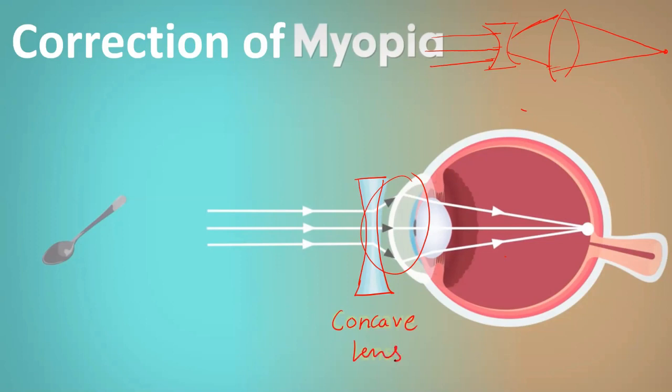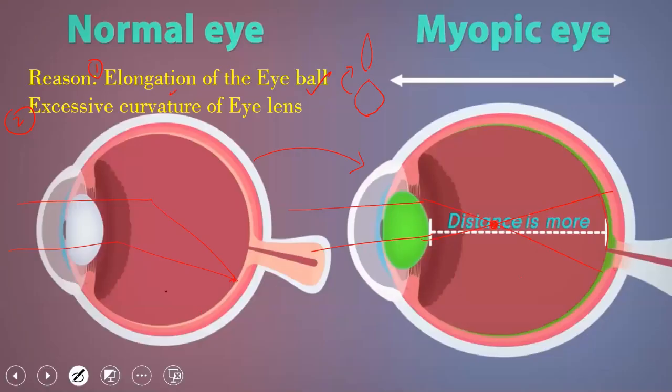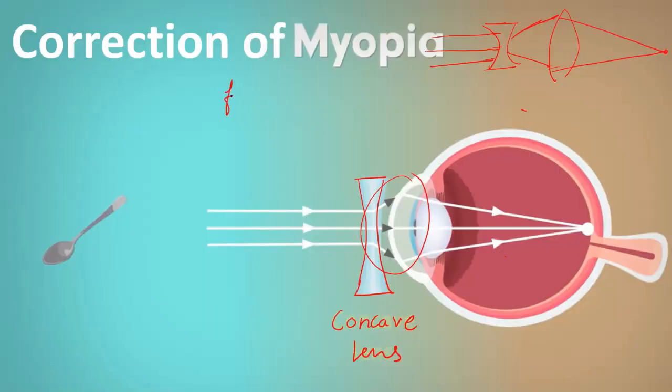Concave lens in front of the eye. Now, can you tell me, do you remember what is the focal length of a concave lens? The focal length of a concave lens is negative. Okay, focal length of a concave lens is negative.